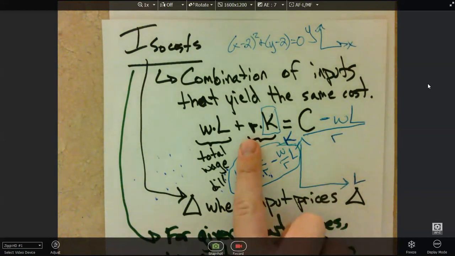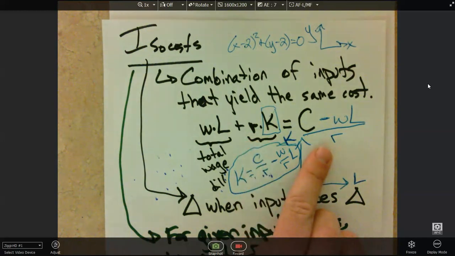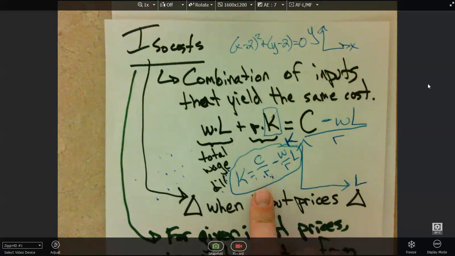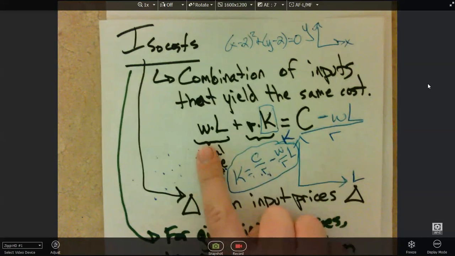It's because you got to divide everything by R, because we already took WL to the other side.